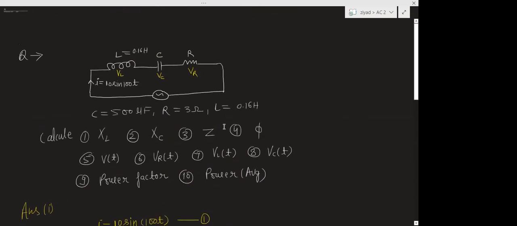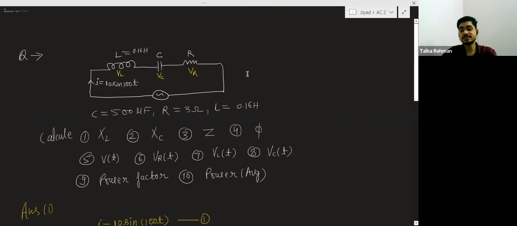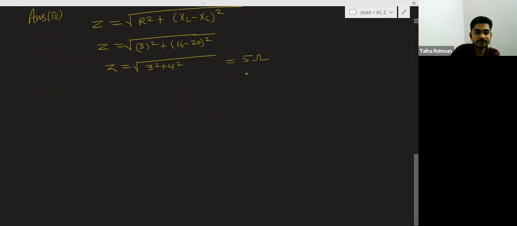Fourth part. They are asking for phi. Phi means the phase difference between the current and the voltage. What is the meaning of phi? Phase difference between the current and the voltage.